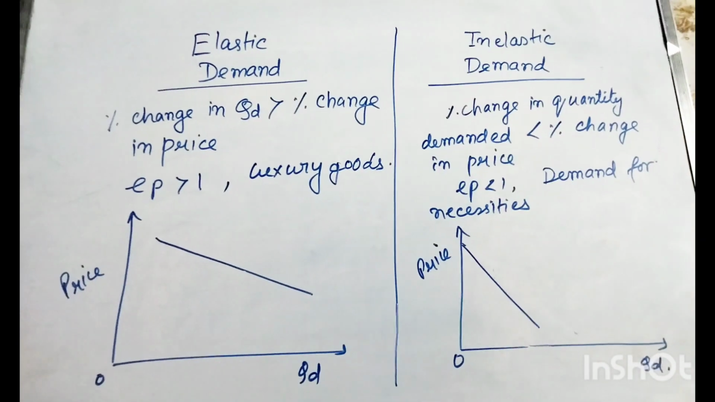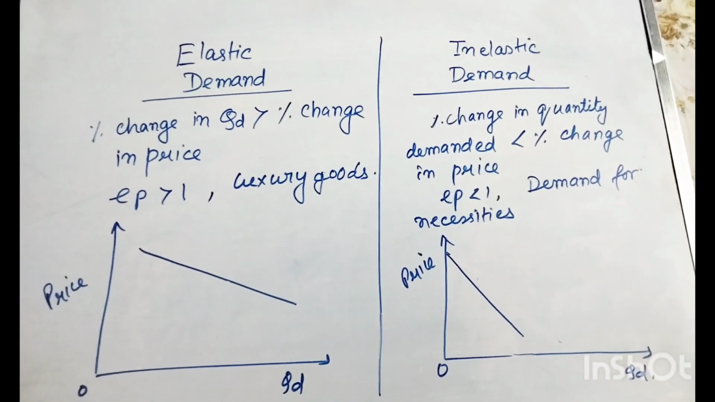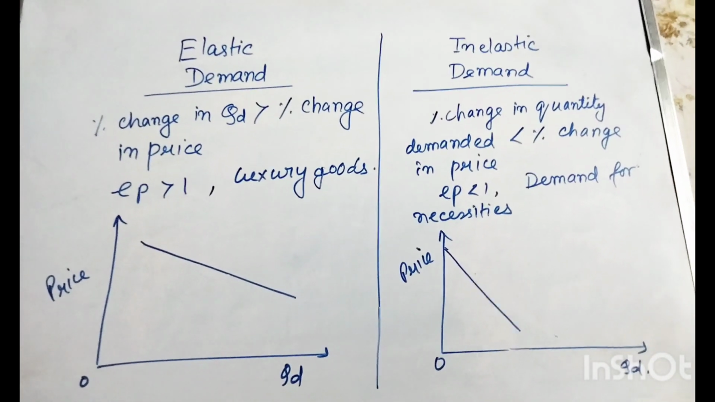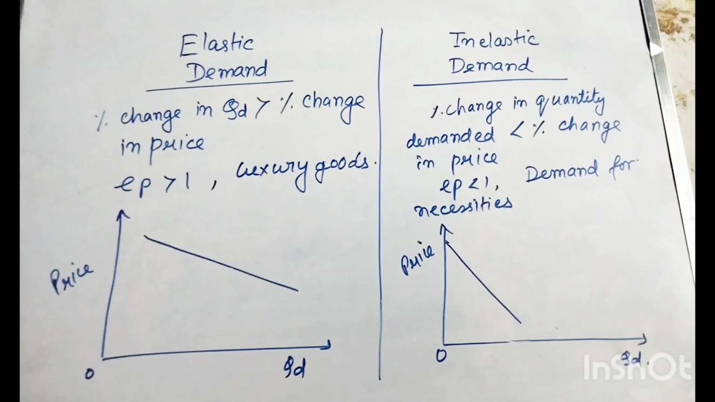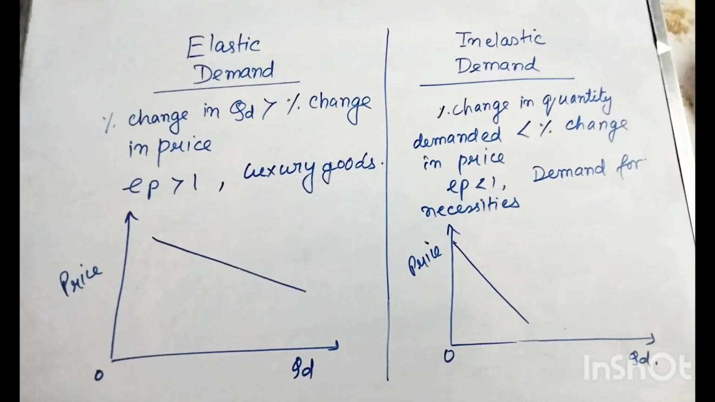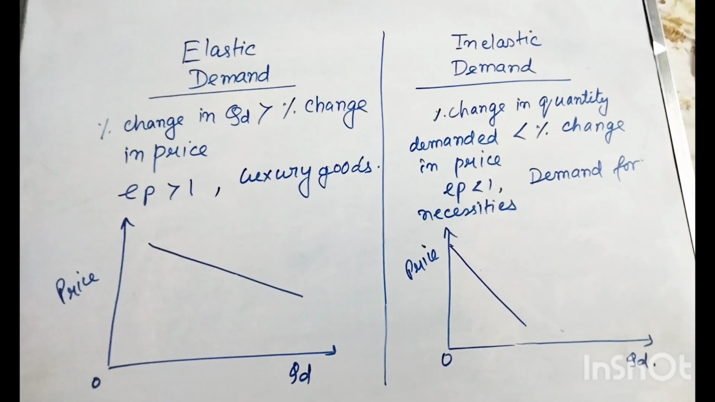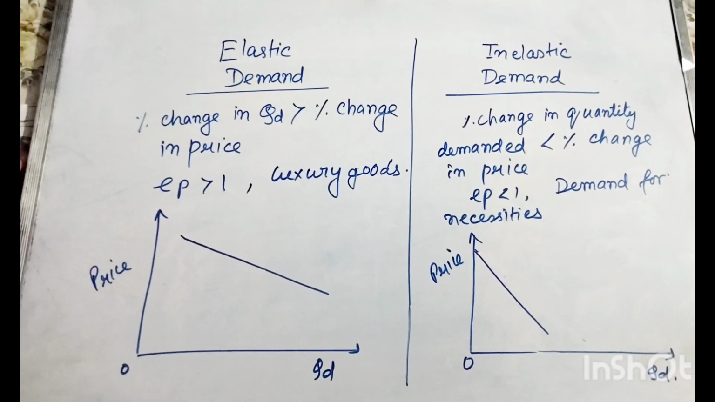And in the case of inelastic demand, just the opposite. The percentage change in the quantity demanded is less than the percentage change in the price. That means here the percentage change in the price is greater than the percentage change in the quantity demanded. So this will be the case of necessary goods. Here EP is less than 1 and the demand curve will be steeper.